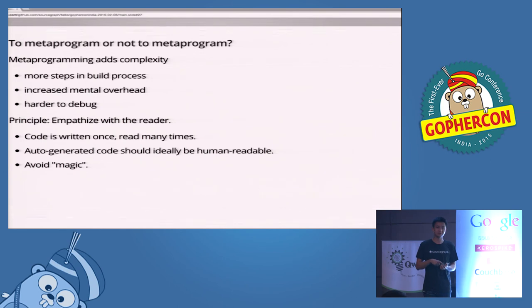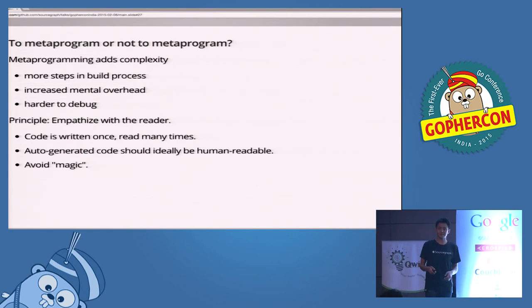Because not only are you going to have to read the code down the road, but everybody on your team is potentially going to have to read that code as well and understand what it does. And so when you auto-generate code, it should ideally be human readable. The reader of the code shouldn't have to worry about what metaprogramming technique you used to generate that code. And in general, just avoid magic.